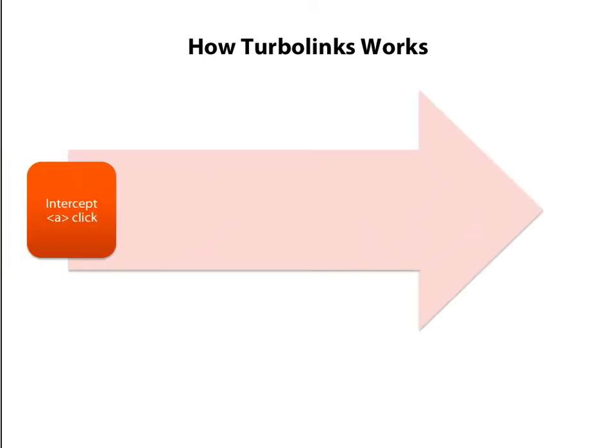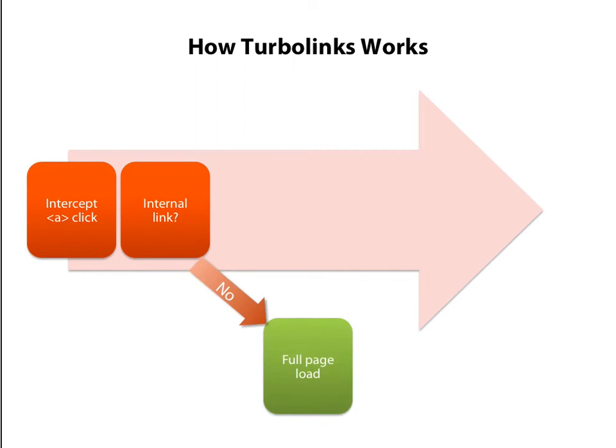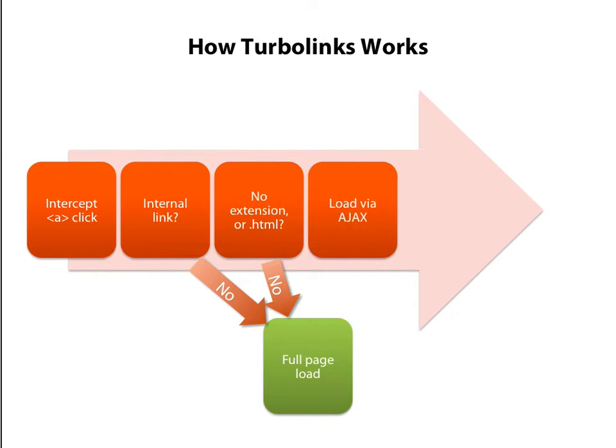The first thing it does is it installs a click handler on all anchor tags, and when it gets a click, it checks to see if it's an internal link. In other words, is it a link within the same website or to some other website? If it's not an internal link, then it just does a full page load. It just sets document.location. Then it checks the extension. Is it HTML or no extension, which implies HTML? If it's not either of those cases, like it's a JPEG or some media file or something like that, then it also does a full page load.